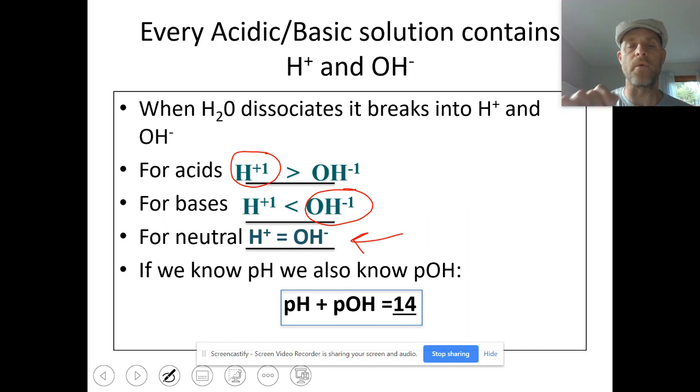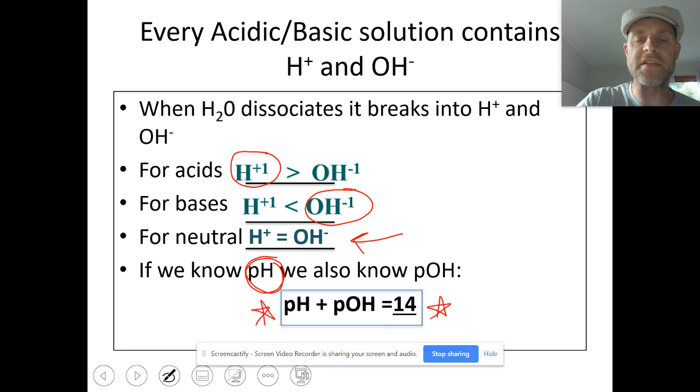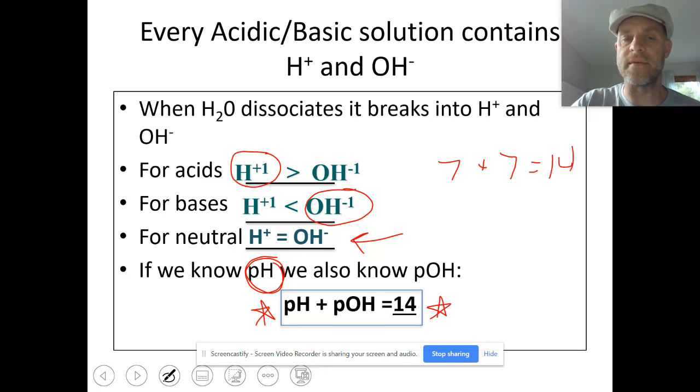So I'm going to show you in a little bit how we calculate pH, but there's another phrase called pOH, and that's less common, but it's a complement to pH. So look at this equation right here. pH plus pOH equals 14. So if pH is 7 and pOH is 7, it equals 14.